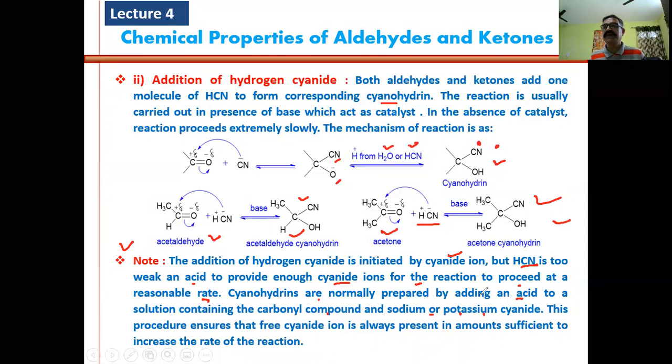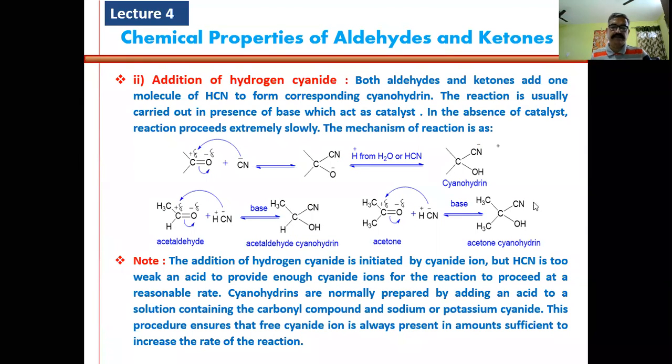जो actual reaction है उसमें हम क्या करते हैं? We treat the carbonyl compound with sodium or potassium cyanide in presence of what? Acid. H positive चाहिए ना next step, otherwise तो salt बन जाएगा अगर हम NaCN का इस्तेमाल करें, है ना? तो साइनाइड आयन की कंसंट्रेशन को रीजनेबल लिमिट में रिएक्शन मिक्सचर में रखने के लिए ताकि रिएक्शन रीजनेबल रेट पे चले, we treat the carbonyl compound with sodium or potassium cyanide in presence of acid. This procedure ensures that free cyanide ion is always present in amounts sufficient to increase the rate of reaction.